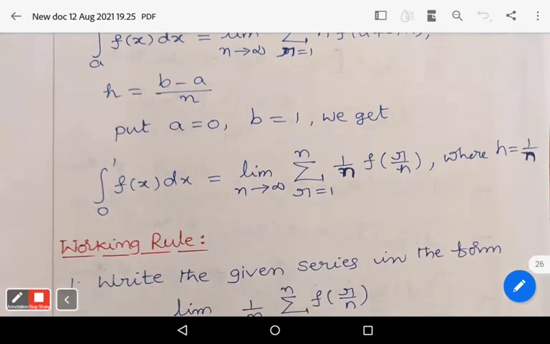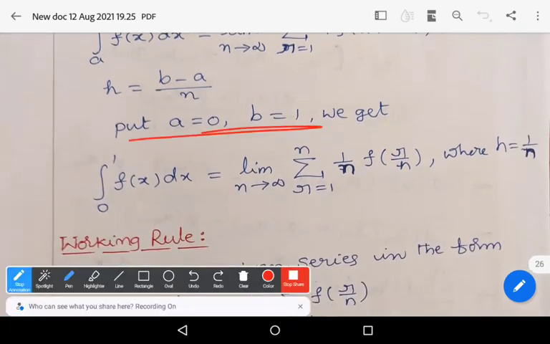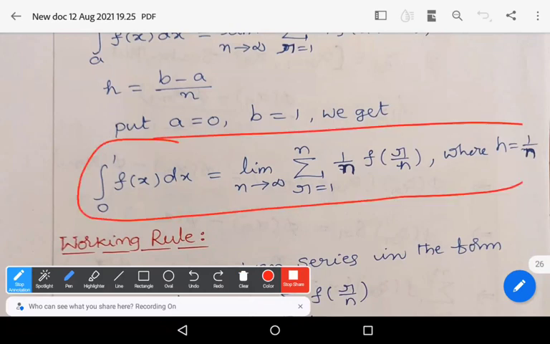Put a equals 0 and b equals 1 in the above integral. We get this integral 0 to 1 f of x dx equals limit n tends to infinity summation r equals 1 to n 1 by n f of r by n, where h equals 1 by n.